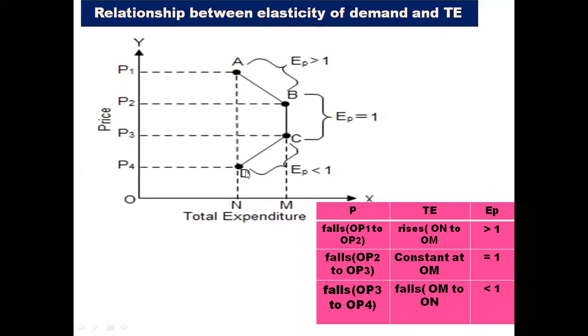So elasticity is less than 1. At any point between D and C, total elasticity is less than 1. So we have divided elasticity into three ranges: A to B, B to C, and C to D. At any point between A and B, elasticity is greater than 1. Between B and C, elasticity is 1, and between C and D, elasticity is less than 1. So this gives us a relationship between elasticity of demand and total expenditure.